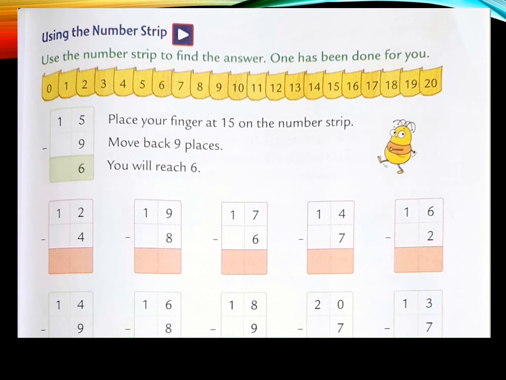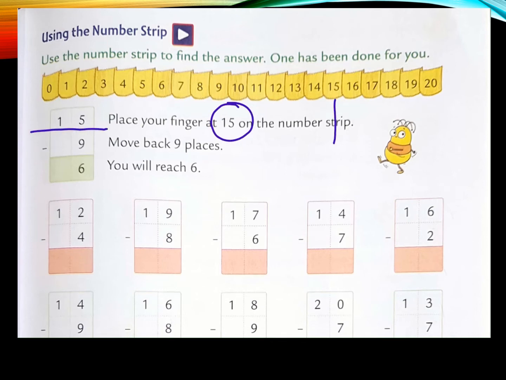Use the number strip to find the answers. One has been done for you. Now you can subtract big numbers using dots or using a number strip. Now let's see how to subtract using a number strip. Place your finger at 15 on the number strip. Why number 15? Because here in the question you have number 15.